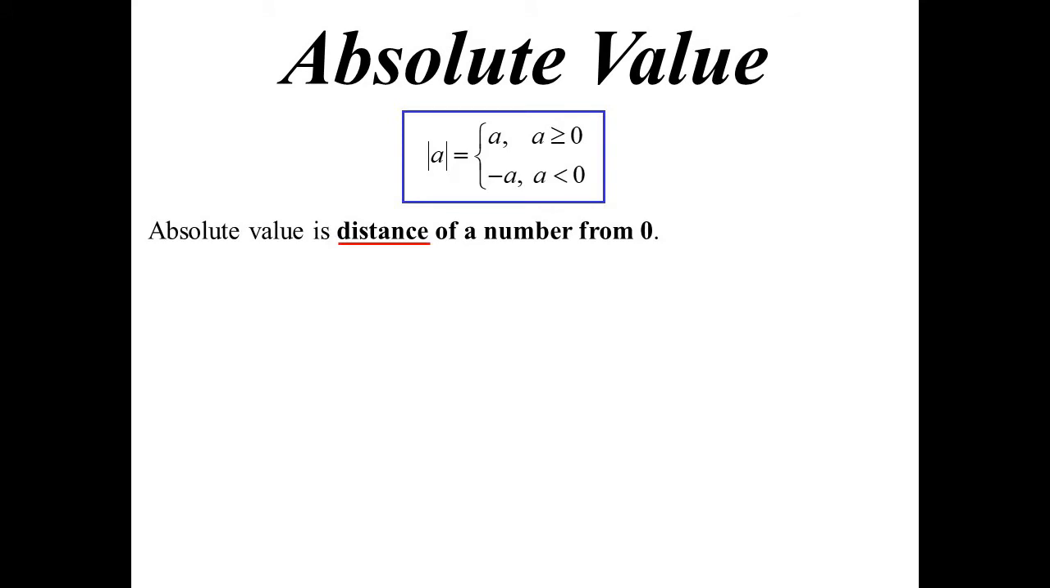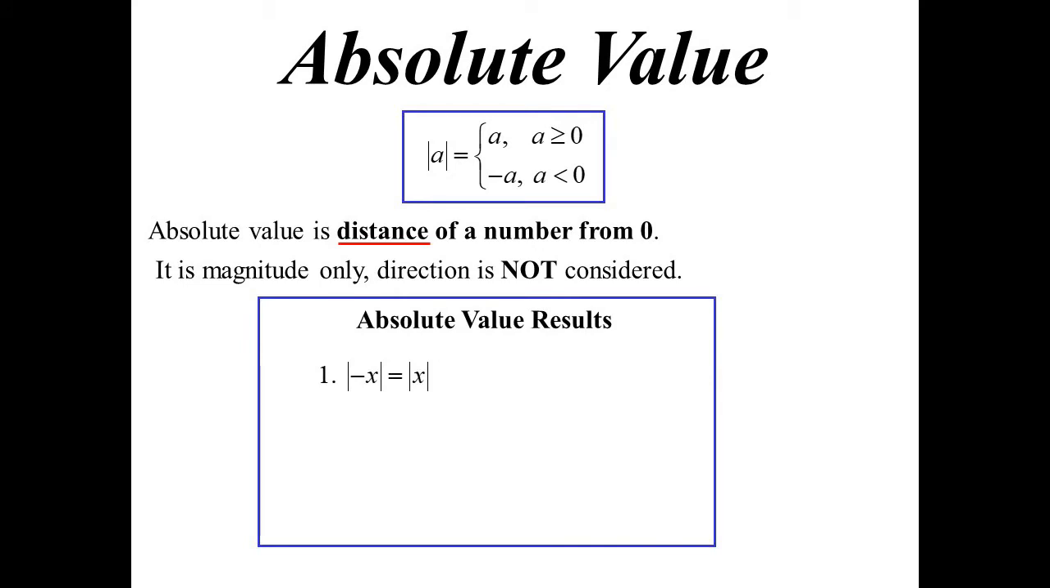So you imagine plotting the number on the number line. How far away is it? So magnitude is all we're interested in. Direction, as in, is it on the positive side, is it on the negative side? We're not interested in. So, some different results when we're manipulating absolute values.